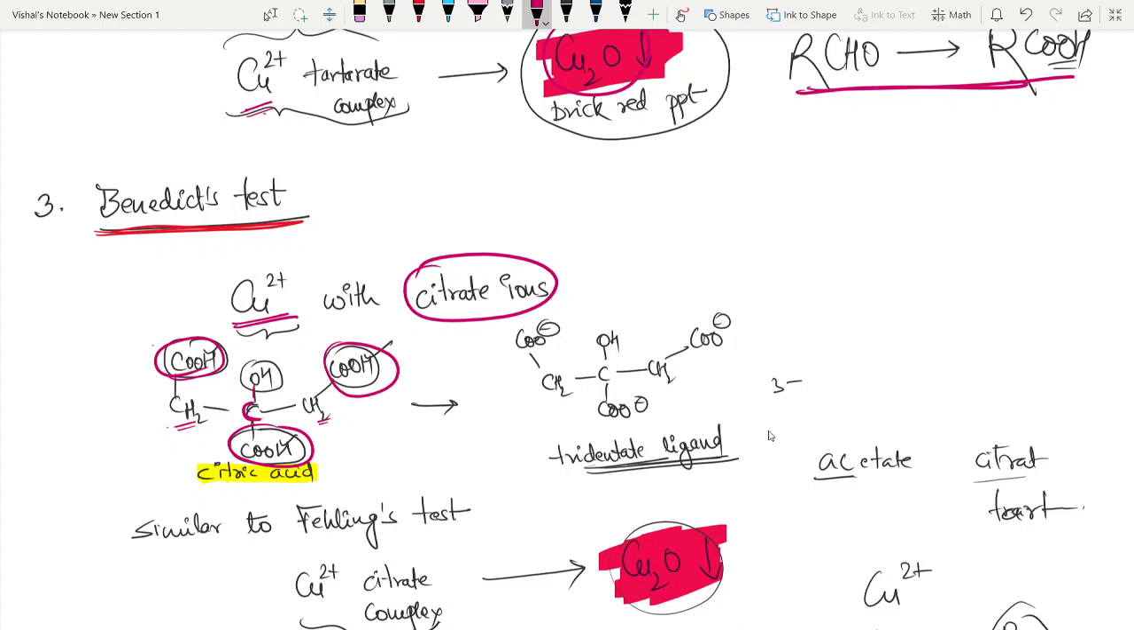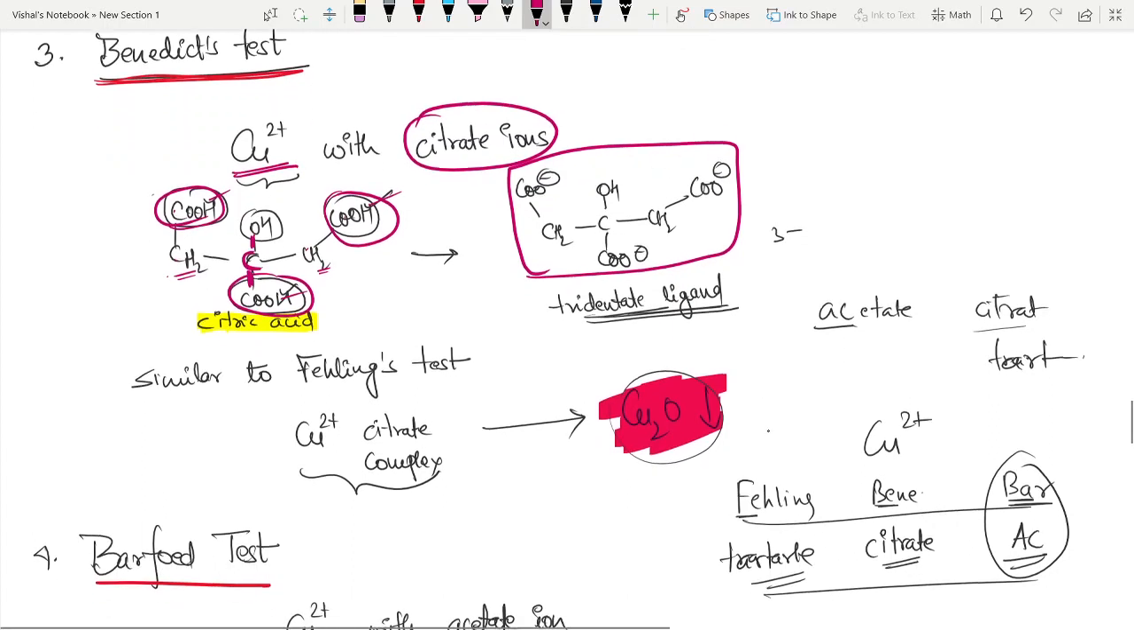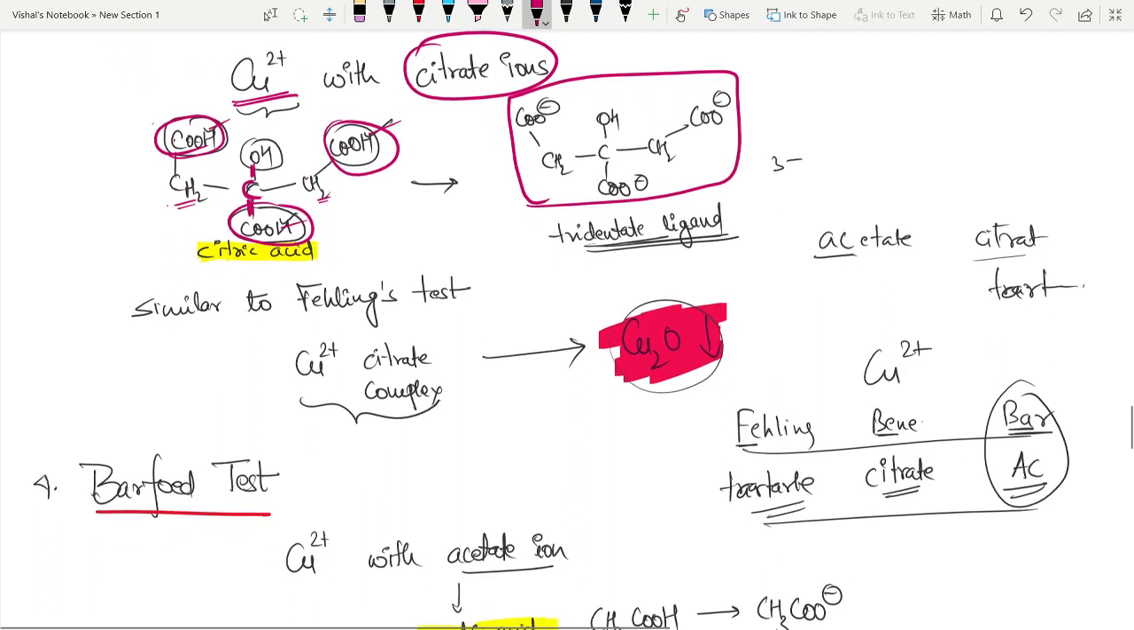So you have overall 1 2 3 4 5, a chain of 5 carbons, and on the middle carbon there is a carboxylic acid group and a hydroxyl group. This is your citric acid, and if you remove these H+ from here, here and here, you get the tridentate ligand citrate ion, which will be complexing the Cu2+. But when the redox reaction starts to happen, the Cu2+ will get converted into cuprous oxide, which is red in color. Very much the same as that.